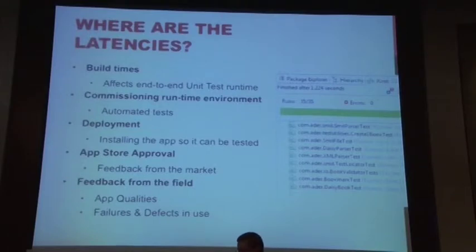It's downloading extra software. We've got what I'm calling the commissioning runtime environment, which means getting the runtime environment set up, which could be a phone, it could be an emulator or a simulator, and getting the software on it ready for us to use. And with many of the Android test automation frameworks, you're actually installing two pieces of software.